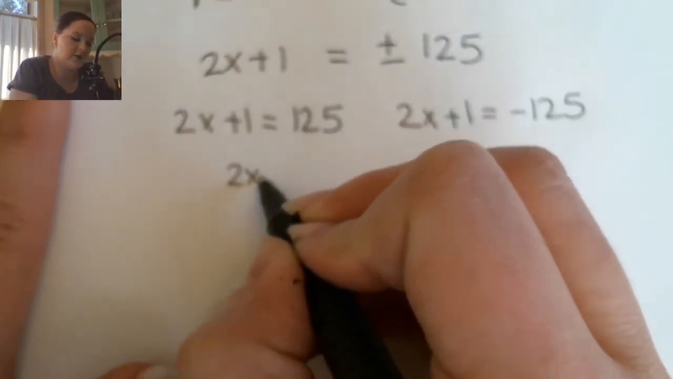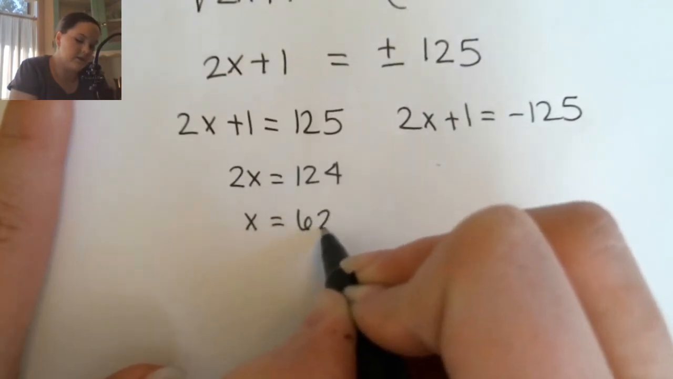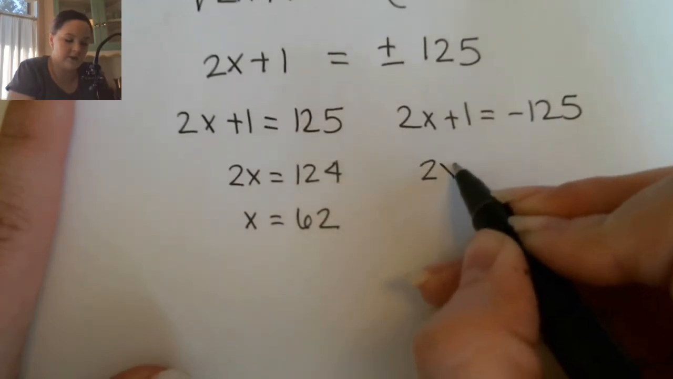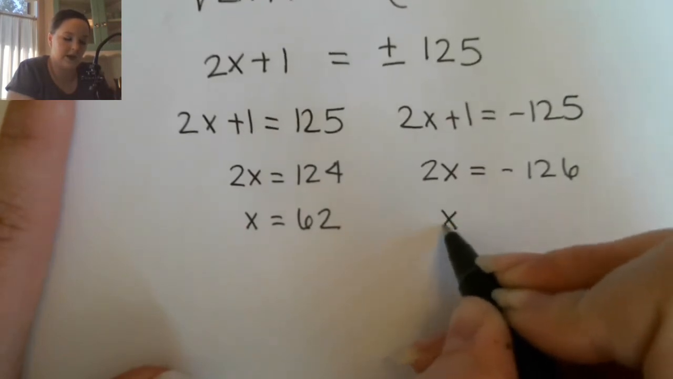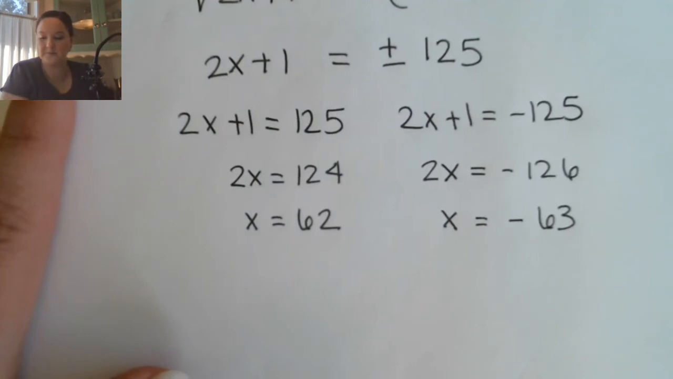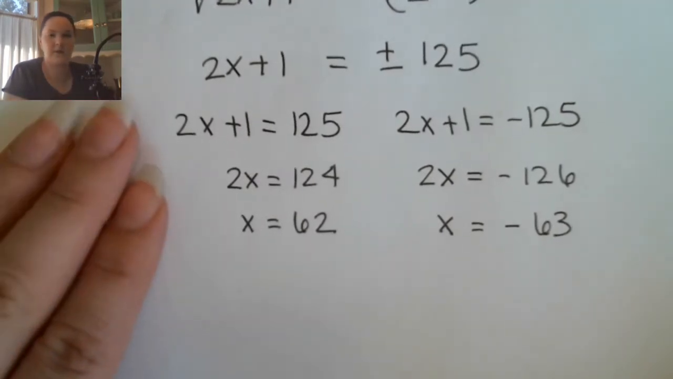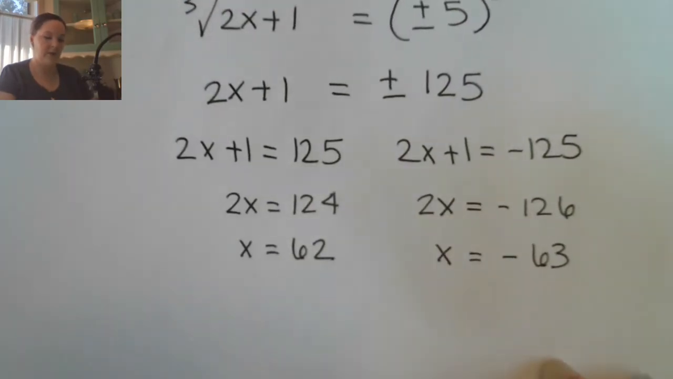Okay, so this will give me 2x equals 124, and then x equals 62. Okay, and then here I'll get 2x equals minus 126. Okay, and then x equals minus 63. Okay, all right. So let's look at one more example of the power equations. I want to talk about what happens when you have a negative exponent.